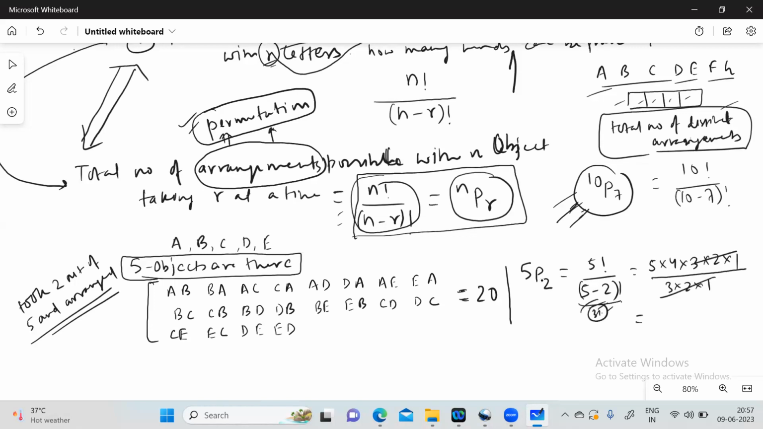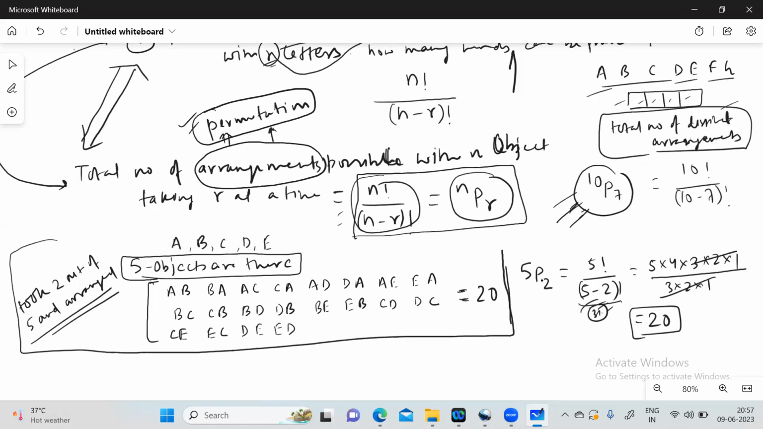So what value am I getting here? 20. Yes. Now you know what an arrangement is and what a permutation is. How do we define permutation? Permutation is taking some number of objects from the total objects and arranging them in all possible ways. Is it okay? Very good.